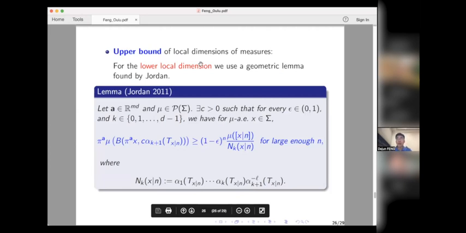For the upper bound of local dimensions of measures, we need to use some geometric lemmas. For the lower local dimensions, we need to use a result found by Jordan. Roughly speaking, he can use singular values of matrices to give a lower bound estimate for the measure pi_a mu of a ball centered at pi x with some radius given by alpha_{k+1}(T_{x|n}), which is the (k+1)-th singular value of T_{x|n}. Okay, so this is one result.